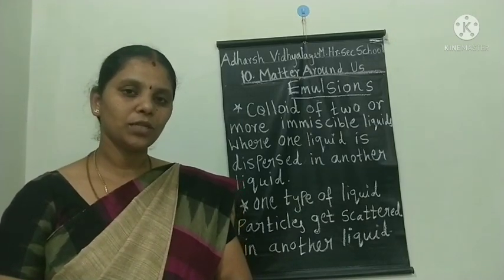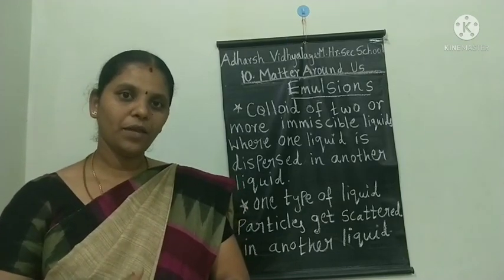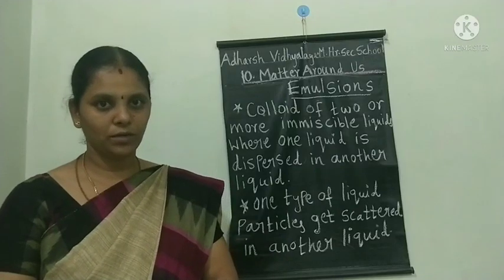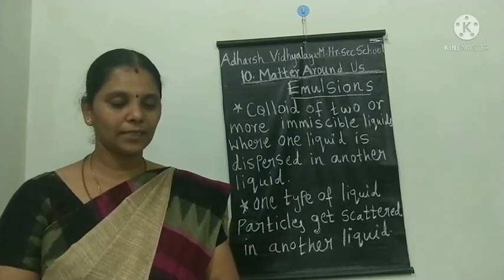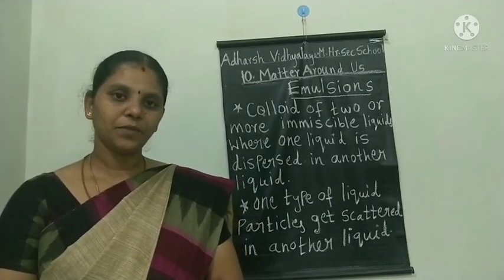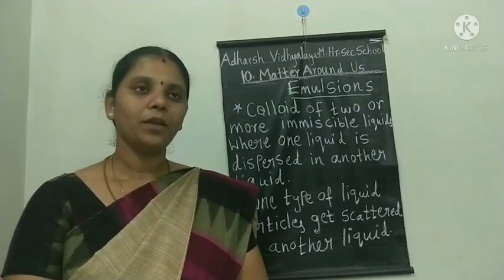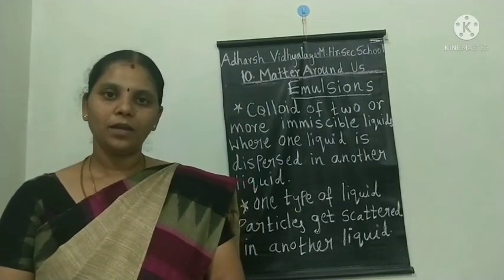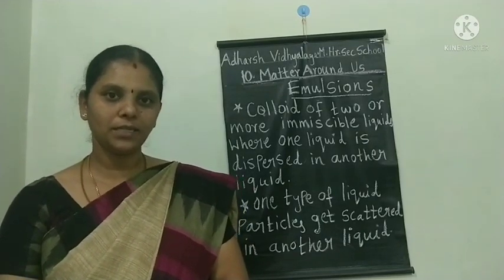The suspension solution can be converted into a colloidal solution. The colloidal solution can be converted into which solution? A true solution, by varying the particle size. Next, the colloidal solution is a special solution. It forms a heterogeneous mixture, a heterogeneous system. It shows two special characters: one is Brownian movement and one is the Tyndall effect.